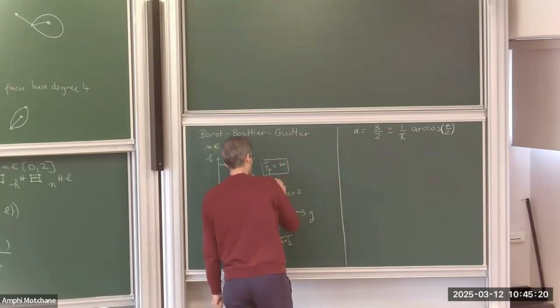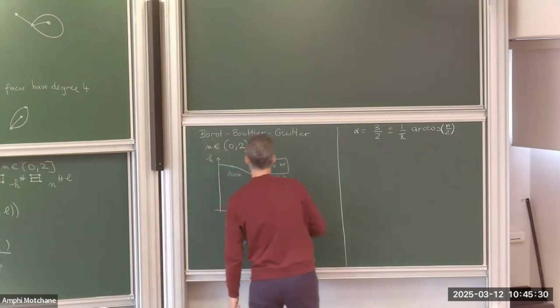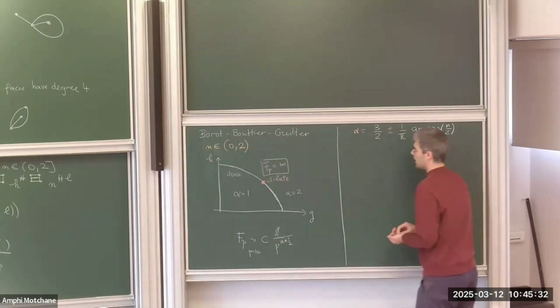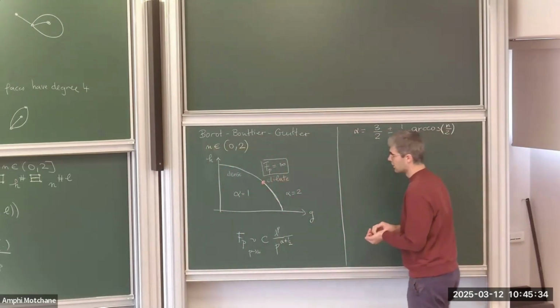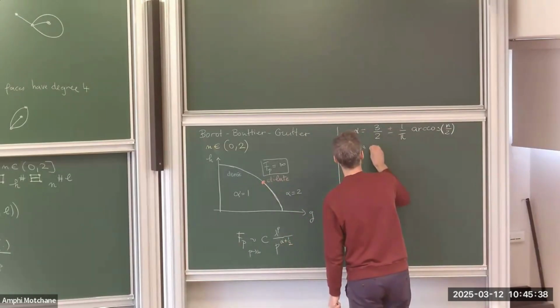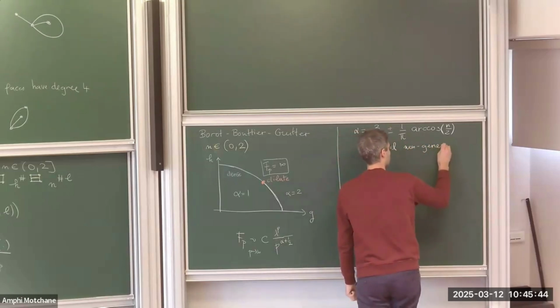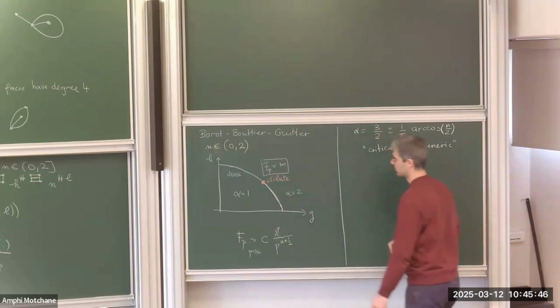So there's a bit of terminology around this phase diagram. We call this red point dilute, and this blue phase dense. And the general thing, including blue and red, is called the critical non-generic loop O(n) model.